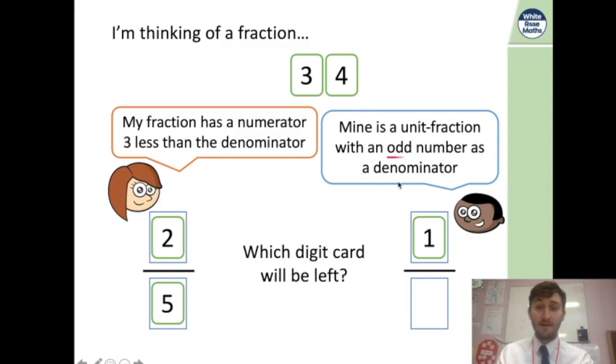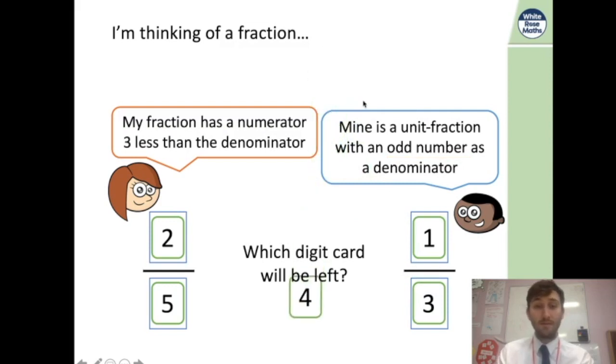And then over here, my next piece of information says an odd number. Well, my odd number out of 3 and 4 must be 3. So my 3 goes as my denominator, and that means that my digit card 4 will be left.